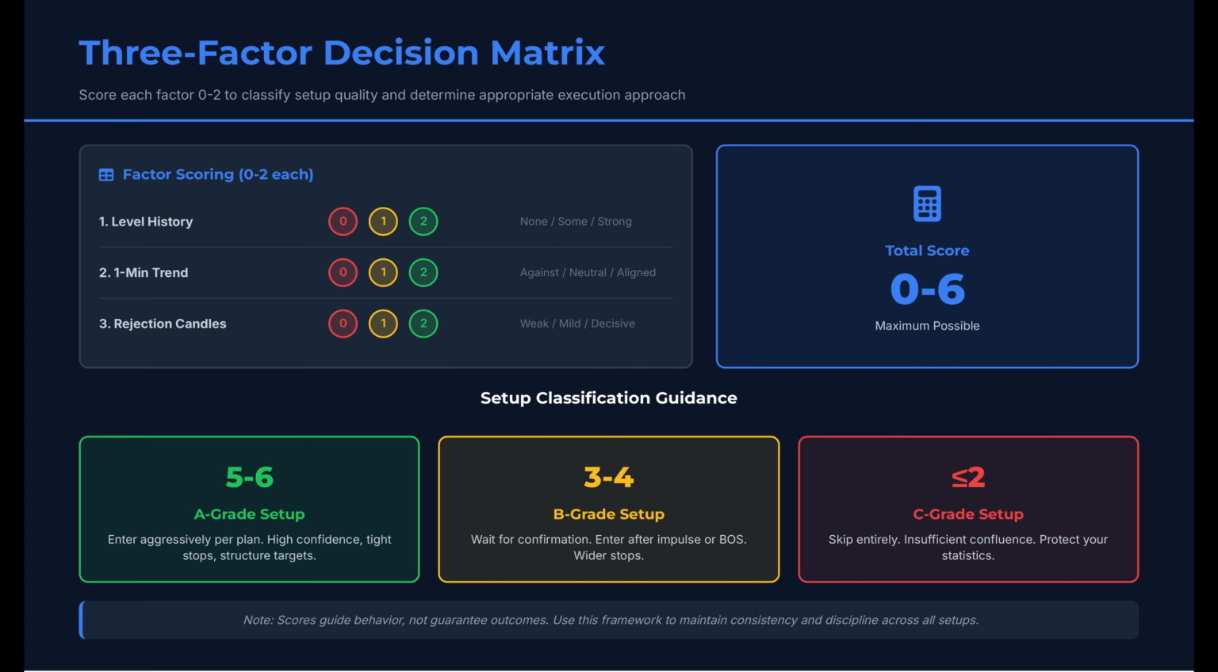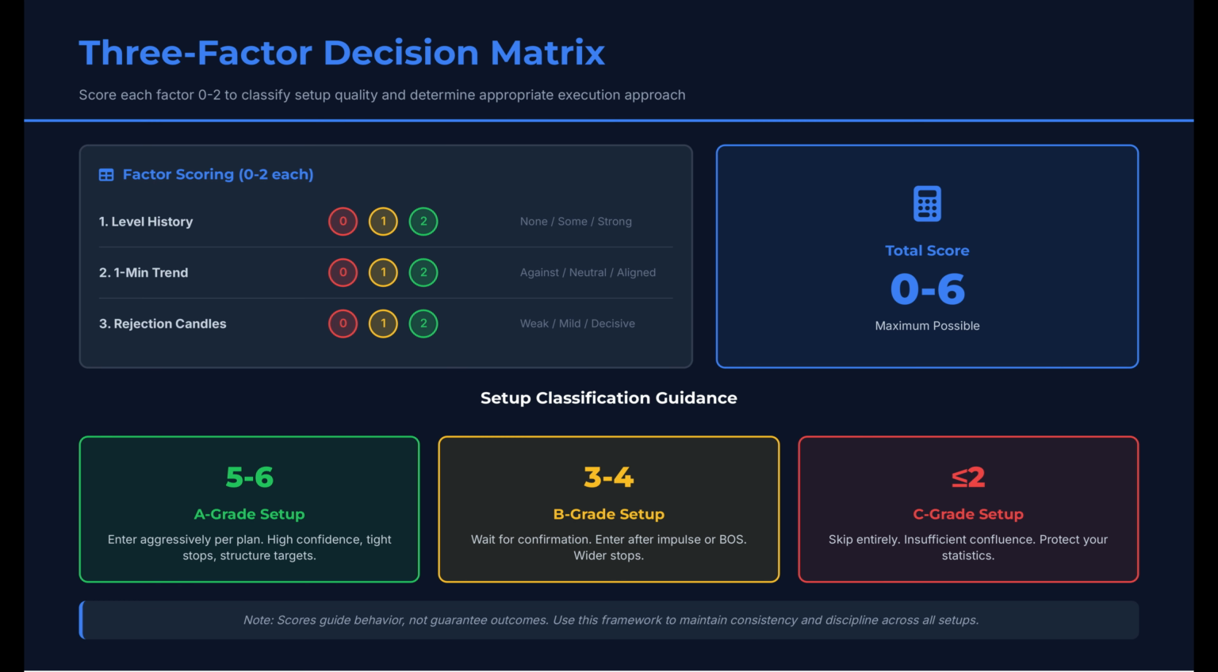Now add up your 3 scores. You can achieve a total between 0 and 6 points. And here's how you classify the setup based on that total. 5 to 6 points total. A-grade setup. This is high confidence. All factors are strongly aligned. You have level history, trend alignment, and strong rejection. Enter aggressively on the next candle. Use tight stops, 3 to 5 ticks beyond the zone. Target the nearest structure. This is your bread and butter trade.